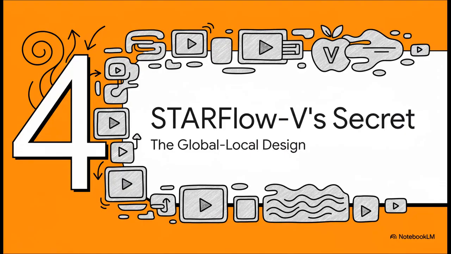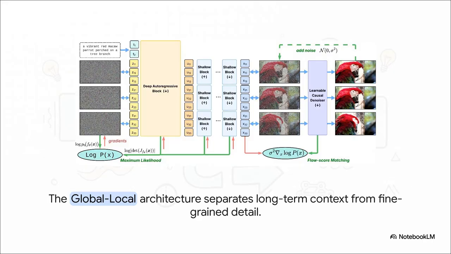So that's the theory. But how does STARFlow-V, this new model from Apple, actually put it all into practice? Let's get into its secret sauce. Okay, I know this diagram looks a little intimidating, but the core idea is actually super elegant. STARFlow-V uses what they call a global local architecture. See that deep autoregressive block on the left? Think of that as the global storyteller. Its whole job is to manage the long-term plot of the video, remembering what happened in the past to make sure everything stays consistent. Then, those shallow blocks next to it, they're the local artists, totally focused on painting the tiny, high-res details in each individual frame.